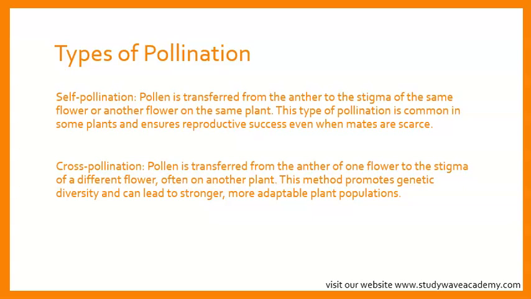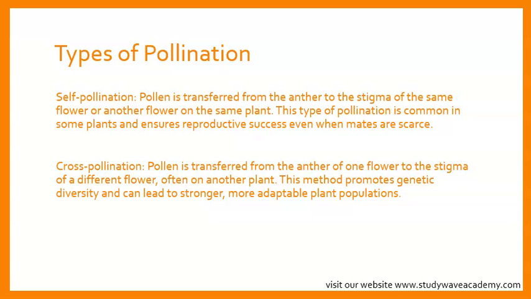Cross-pollination is like plant matchmaking. Pollen from one flower gets carried to a different flower, usually on another plant. This mixing of pollen helps plants create diverse offspring, which is good for their overall health. It's like giving plants more options in their genetic pool, promoting adaptability and resilience.